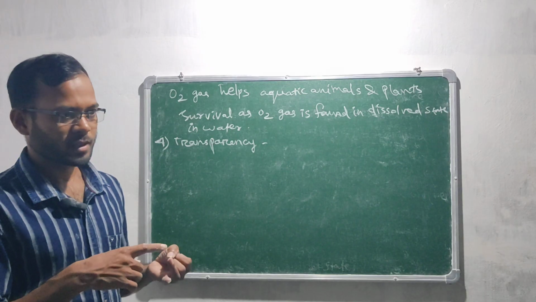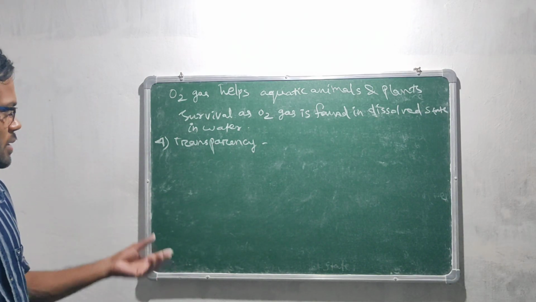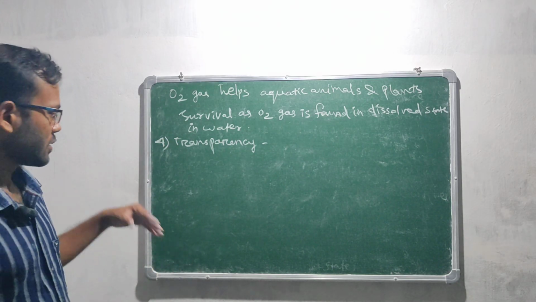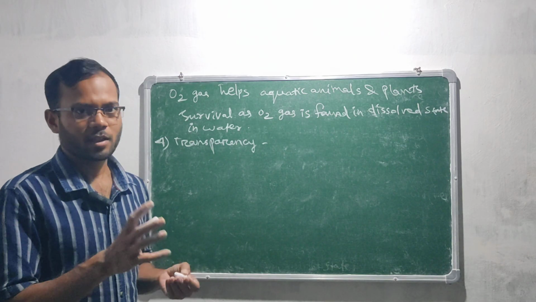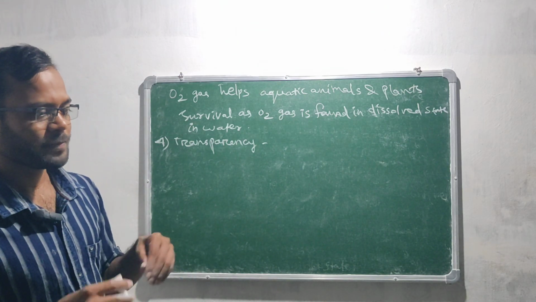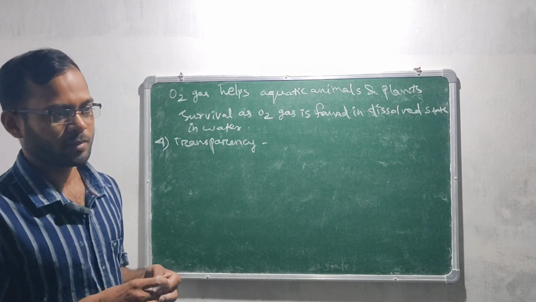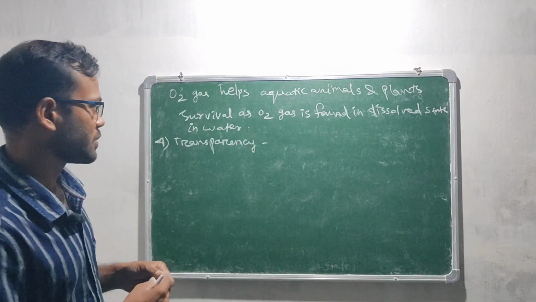Then the wall, this wall made up of bricks. These are the opaque objects. Okay, we cannot see through this wall. So these are the opaque objects. And there are some objects through which light can pass but not clearly. We can see through them, but not clearly. These are called translucent objects.